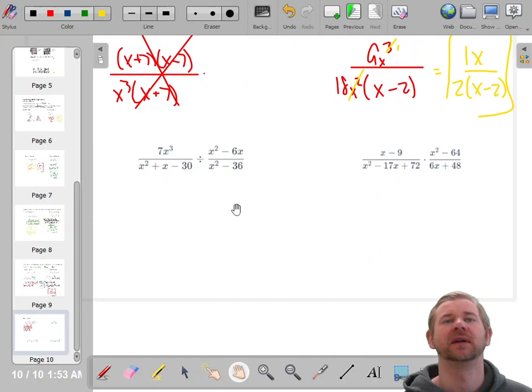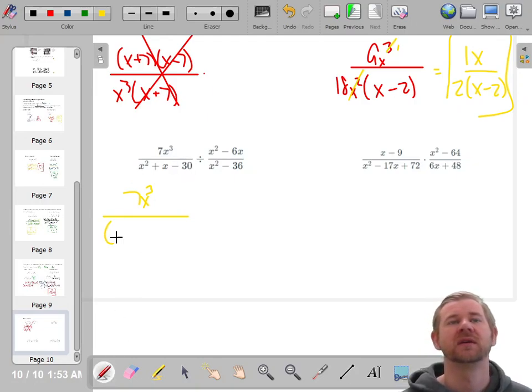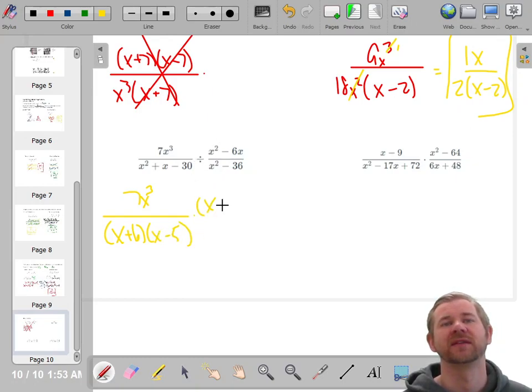Last couple now. Let's see. Copy, change, flip. 7x cubed doesn't change. The numbers that multiply to negative 30 and add to 1 are positive 6 and negative 5. Now I'm multiplying and I'm flipping it. So now this is x plus 6. I'm factoring that. That's dots. Now it's in the top. And in the denominator, this guy, when I factor it, is x minus 6.